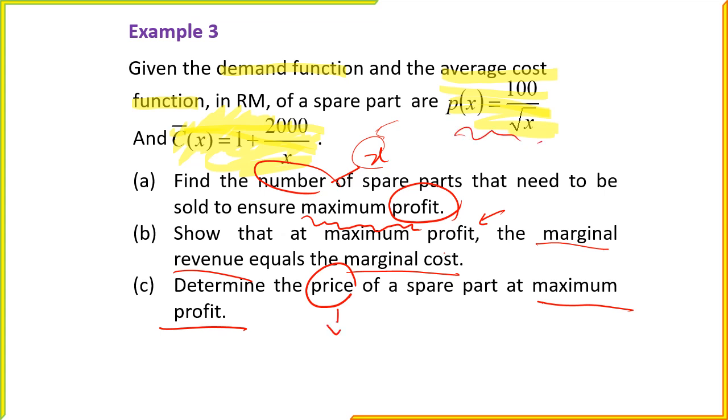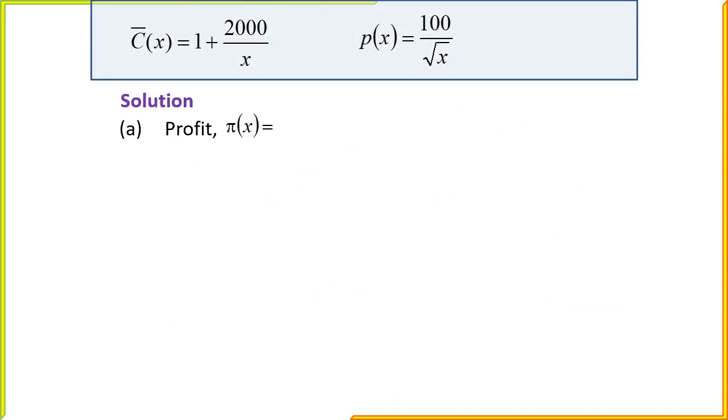So let's see how to solve this type of question. We have C bar, we have P, so the average cost and the price function. To find the number that we need to sell in order to ensure the maximum profit, we need to find the profit function. So what is the profit function? Profit function, pi equals R minus C, so pi equal to revenue minus cost.